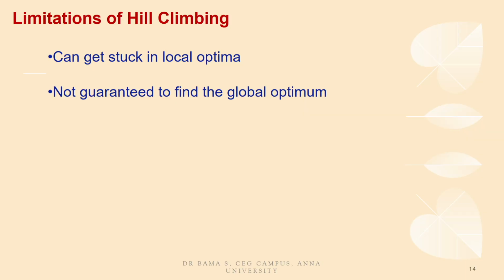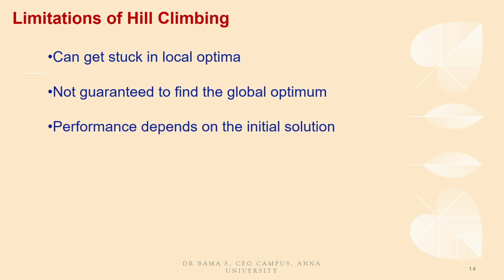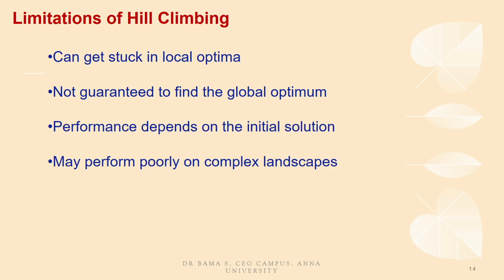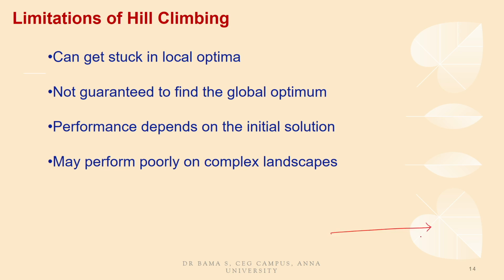So, it is not guaranteed to find the optimal value, the global optimum, and it depends on the initial solution that we have. And in a complex landscape, which we showed at the beginning of the session, a landscape is just a search space with n values, where we had something like this. If this is a complex landscape, hill climbing may not work.